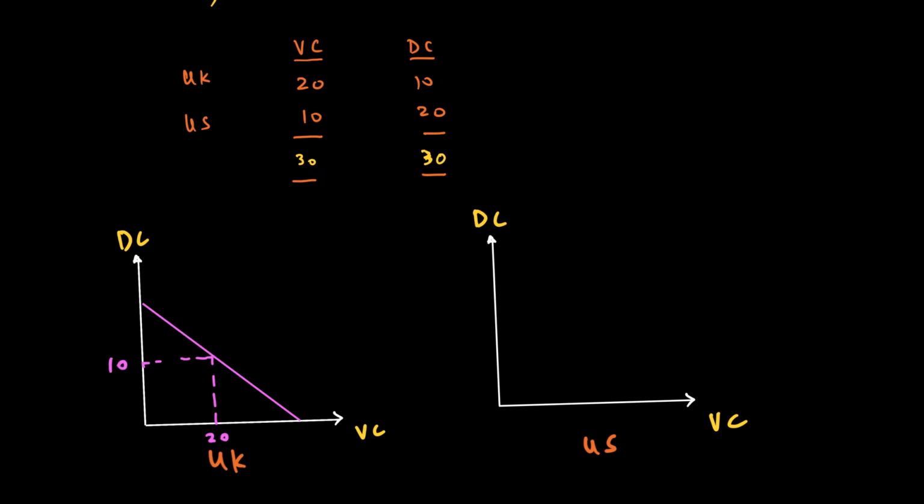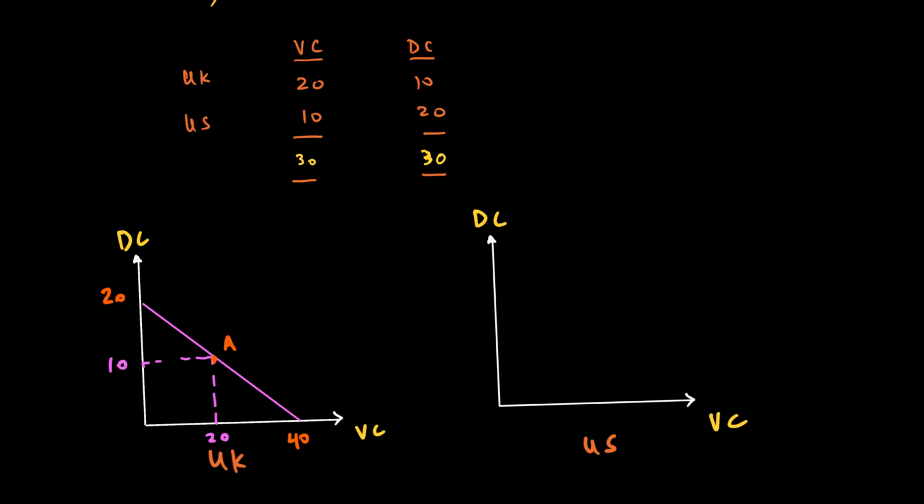The reason I'm writing this right in the middle is because I know half of my resources, half of my land, labor, capital and enterprise, are going into making vacuum cleaners, and I'm making 20. If I completely dedicate my resources towards vacuum cleaners, I'm going to make 40. Vice versa, in the case of digital cameras, half the resources give me 10. If I completely dedicate all my resources, I'll get 20, and that's why I wrote this value right in the middle. So right now the UK is at point A.